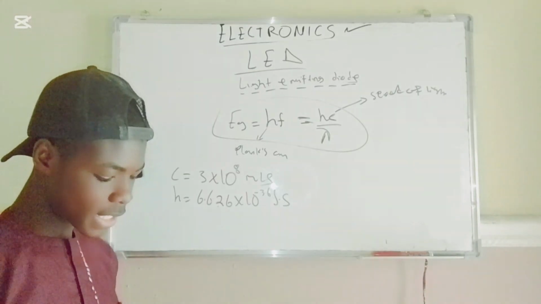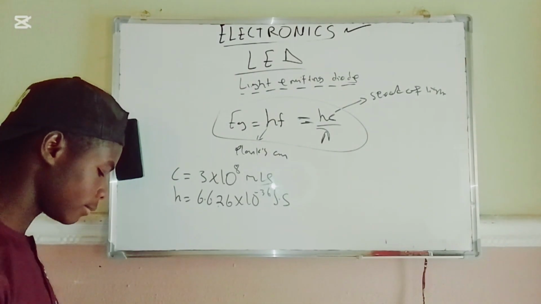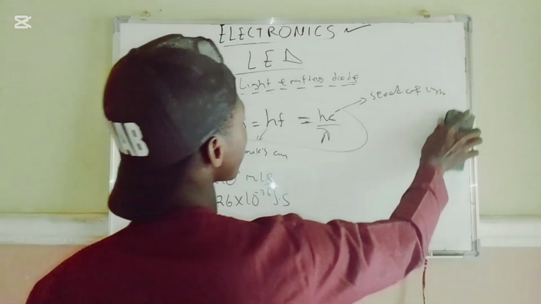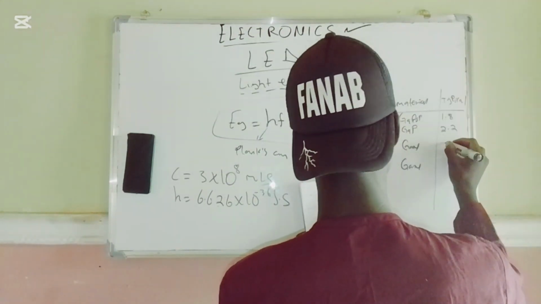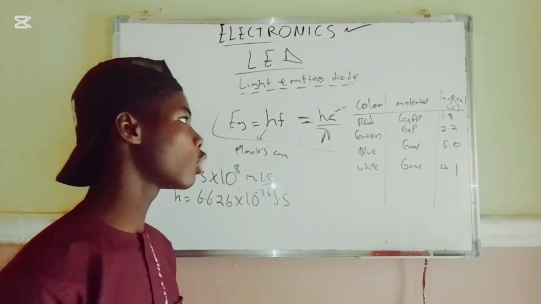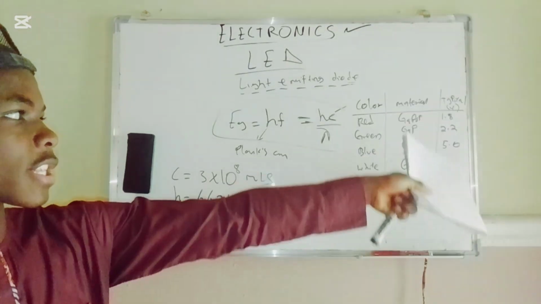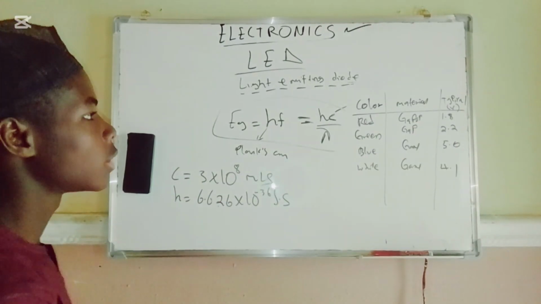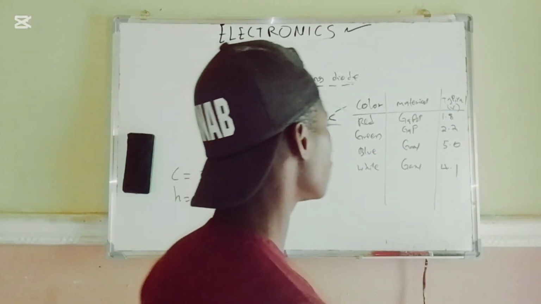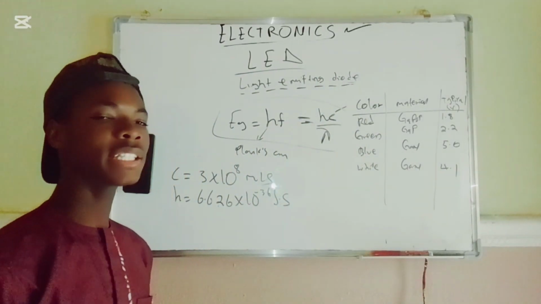So I have some colors with materials and their typical voltage. Here are some values of color with their materials and their typical voltage: red, green, blue, white, with their materials, gallium nitride, gallium phosphide, and the rest. It has the typical voltage of each and every color and its material.